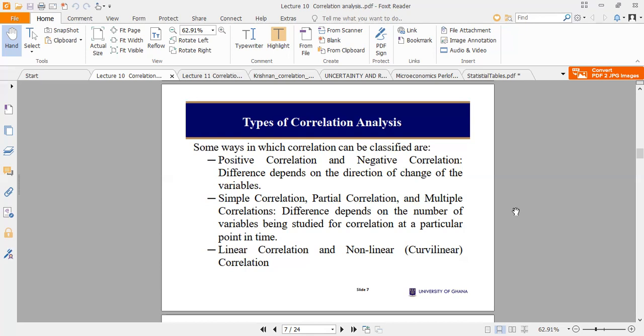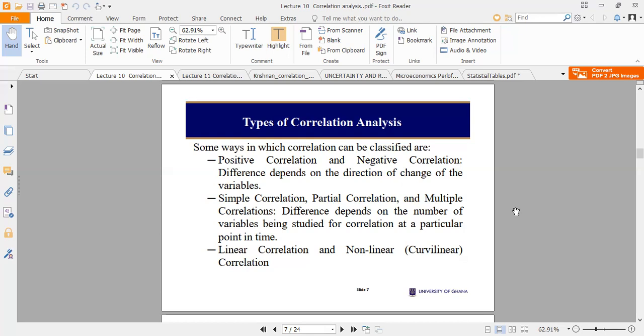That is partial correlation. Then for multiple correlation, we have more than two observed variables, and we want to know the relationship between all these variables. So please make sure you know the difference between the partial and the multiple. For multiple, we are using all the observed variables, but for partial, we are using two out of the many observed variables. So that is the types of correlation that we have on the basis of the number of variables being studied. Then we have linear and nonlinear.